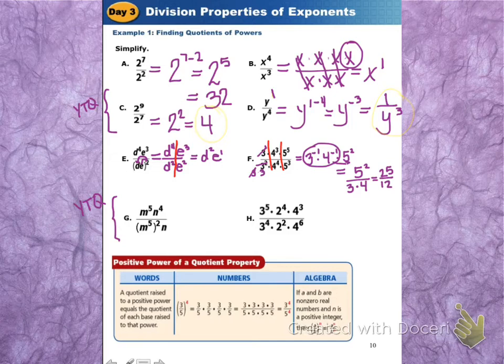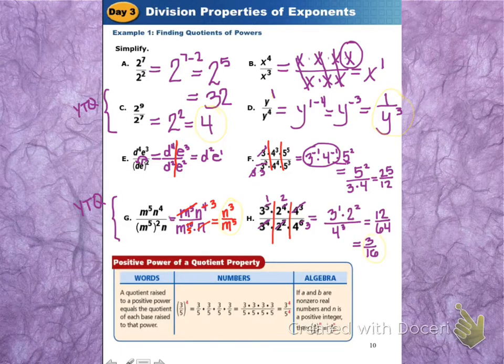And I'm going to have you try the YTQs. I'm going to use that as a designator for "you try" questions. So I want you to pause the video, take your time, and see if you can reflect back on all the properties we've learned so far, and remember that it doesn't matter what order you do the exponent properties in, and see if you can attempt G and H. Once you feel confident with your final answer, turn the video back on and check your work.